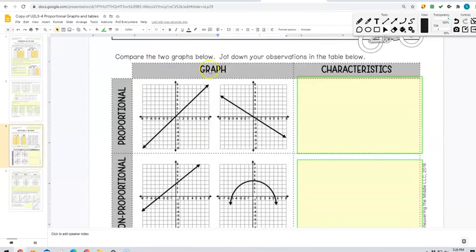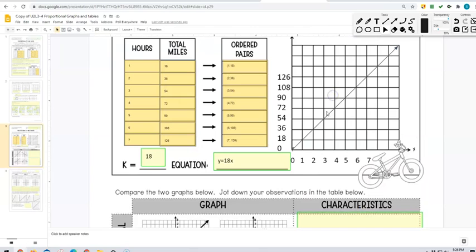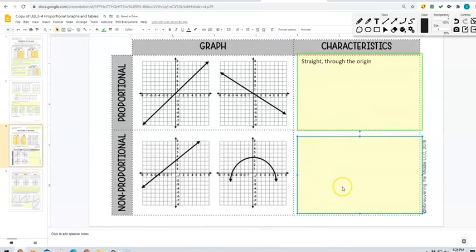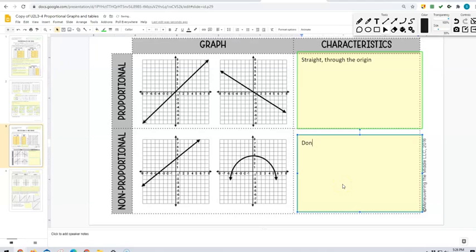Okay? So when we're looking at this, we compare the graphs and we jot down observations. So these ones, they're straight and through the origin. This one doesn't go through the origin. And remember, the origin is at point 0, 0. Now, proportional graphs can go up like this one, or they can go down like this one, but they have to go through the origin. Alright?